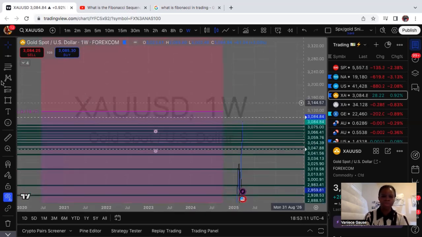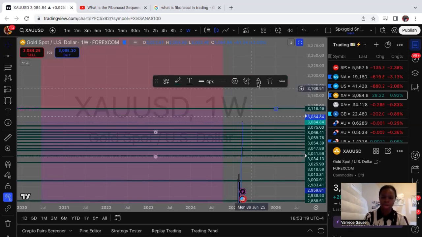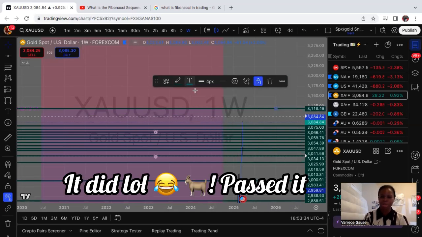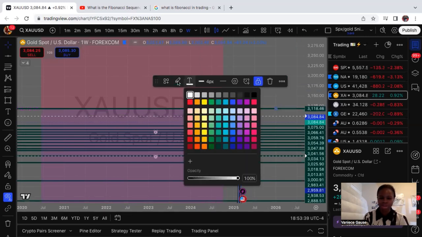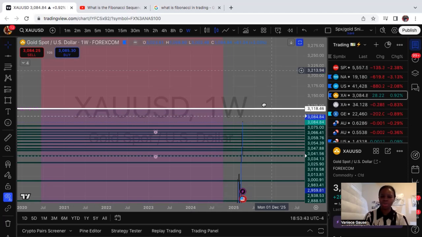But the next potential zone for gold to come to and test is going to be 31,118. We'll see if that holds true in the near future. I think it definitely will. And by the time you see this video, I think it will. Let me know if it did. I'm going to label it white. Okay, so that's the potential zone that gold can go to.